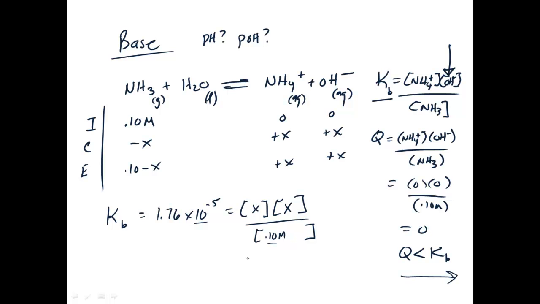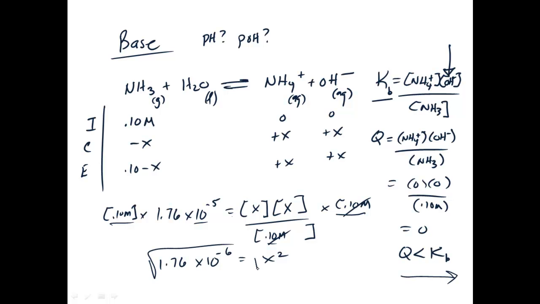So to solve for this problem, we're going to multiply both sides of the equation by 0.10 molar. So I'm going to erase this, and I'll put times 0.10 molar. Remember how math works here: if you've got an equal sign, whatever you do to one side, you've got to do to the other side. This becomes unity, or 1. And so now what we have is 1.76 times 10 to the negative 6 equals X times X, which is X squared. All right. We've got to solve for X, so we take the square root of both sides.